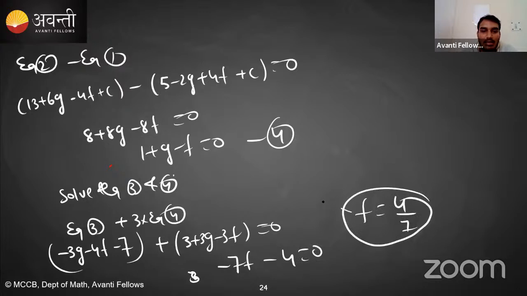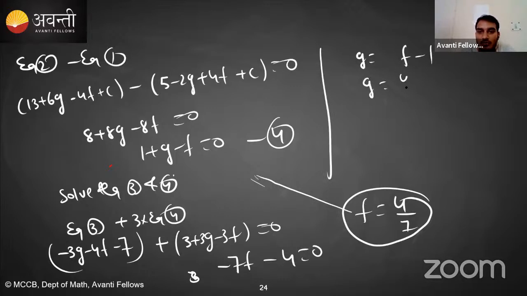4/7. Put f in equation 4. You will get g. Yes or no? What is g then? g is f minus 1. So g is 4/7 minus 1, which is minus 3/7.